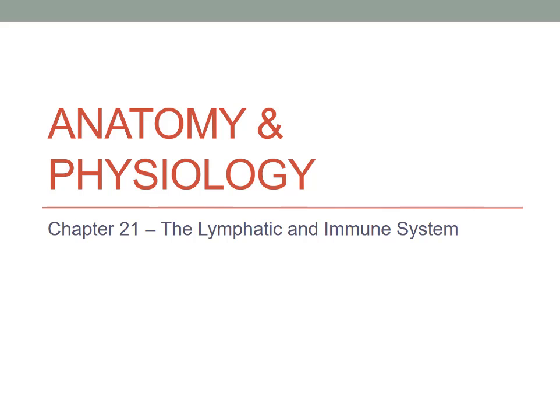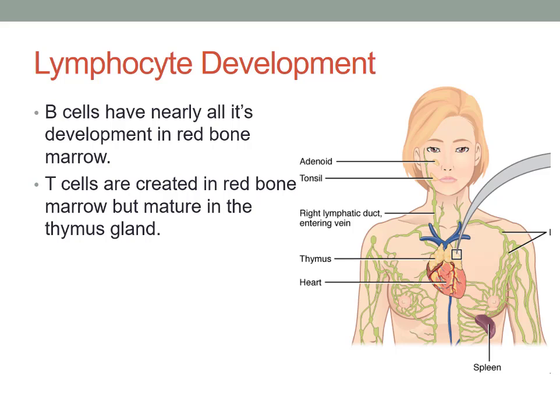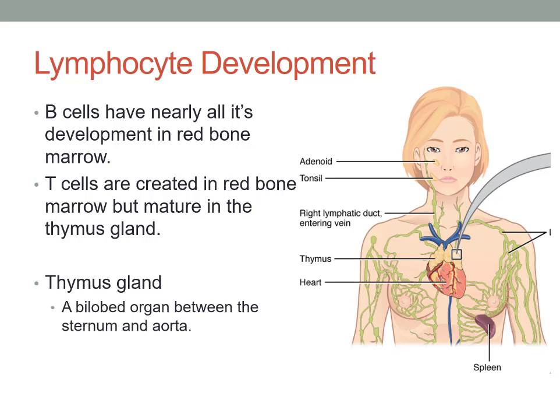Part 2 of Chapter 21, the lymphatic and immune system. B cells have nearly all their development in the red bone marrow. T cells are created in red bone marrow but mature in the thymus gland. The thymus gland is a bilobed organ between the sternum and the aorta.